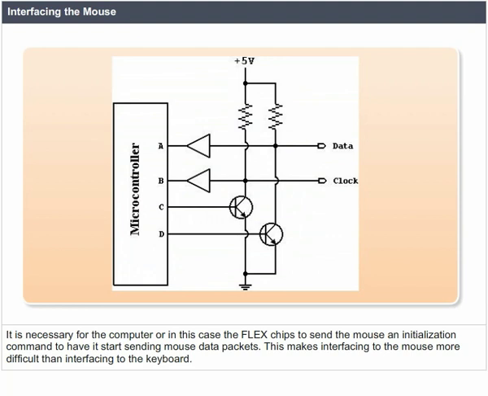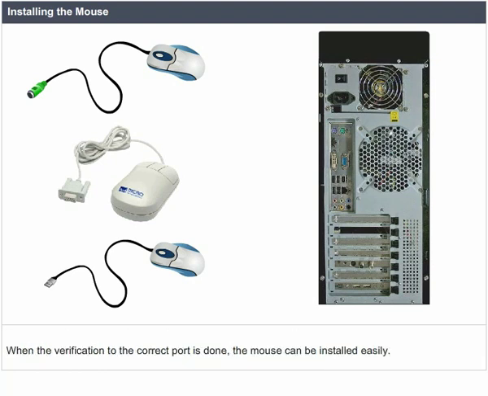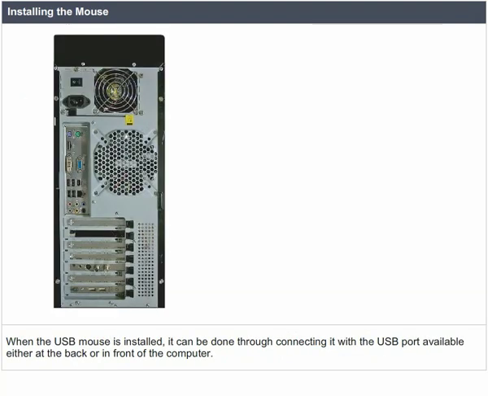Installing the mouse. Installation of a mouse is done by the following easy process. When a traditional mouse is connected to the computer, a few simple steps are followed. The process of initialization begins with connecting the mouse with the port available at the back of a computer. When the verification to the correct port is done, the mouse can be installed easily. When the USB mouse is installed, it can be done through connecting it with the USB port available either at the back or in front of the computer.